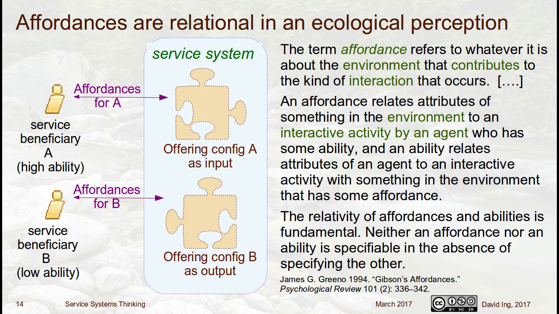Let's go back to the original description of what an affordance is. This comes from J.J. Gibson. And the usual example people talk about is a doorknob. Why do you have a doorknob on a door? A doorknob affords you the ability to pull on the door.